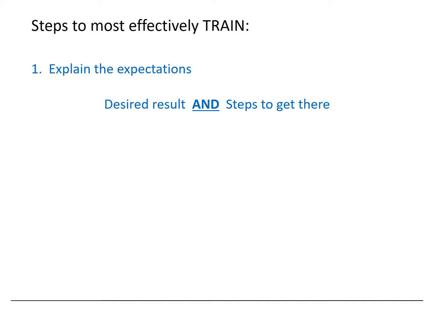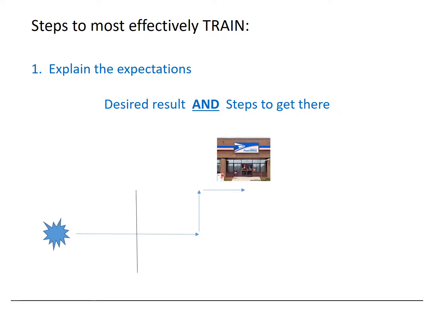The expectations include both the desired result they are expected to achieve and the steps they must take to achieve the result. Let's take the simple example of teaching a new employee how to take a package to the post office to be delivered to a customer. If the employee's never done this before, you must explain the desired result and the steps necessary. For example, you tell the employee that the objective is to get the customer's package to the post office so that the postal service can deliver it tomorrow.